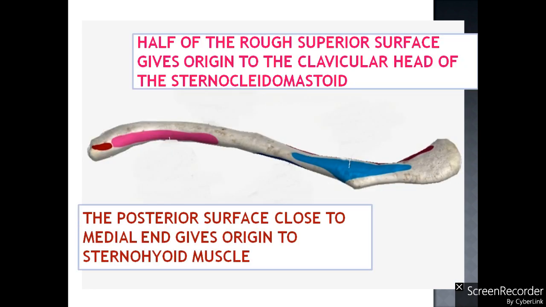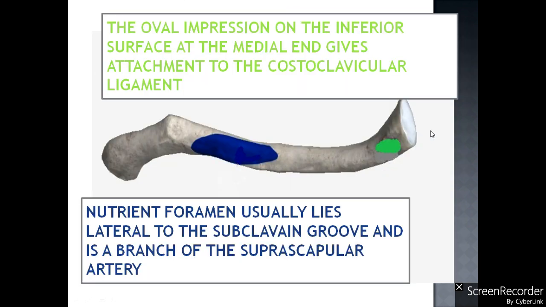In the medial portion, the half of the superior rough surface gives origin to the clavicular head of the sternocleidomastoid muscle, and the posterior surface close to the medial end gives origin to the sternohyoid muscle. The oval impression on the inferior surface at the medial end gives attachment to the costoclavicular ligament, whereas the subclavian groove at its lateral end has the nutrient foramen. The nutrient foramen is a branch of the suprascapular artery. The nutrient foramen provides nutrition to the clavicle.